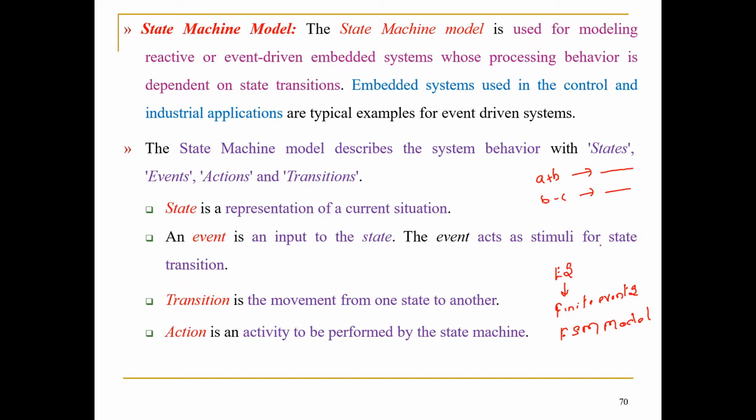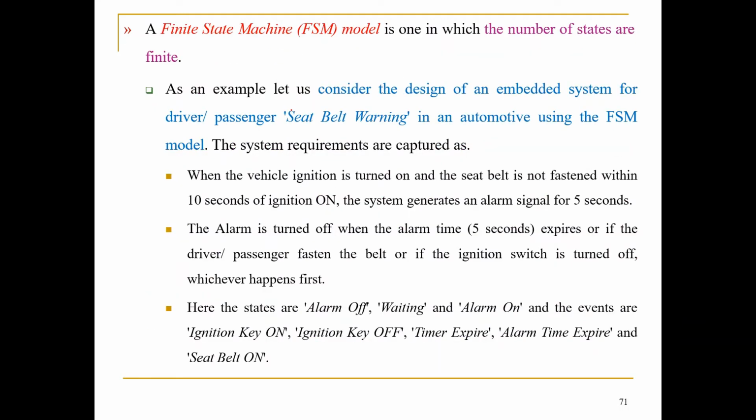So if you want to represent a system using an FSM model, you need to be knowing what are the events that are happening in the system, what are the actions that are happening in the system, what are the states of that particular system, and what are the transitions that happen in that particular system. If you know these four things of a particular embedded system, then probably you can represent the system using an FSM.